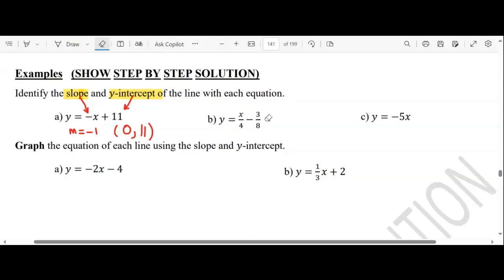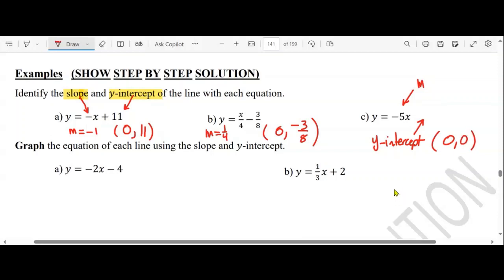What's the slope here? Who can tell me? 1/4, correct. And what's the y-intercept? Yes, (0, -3/8). What is the slope here? -6. And what is the y-intercept? One or 0? So the point is (0, 0), because it's not there, right?